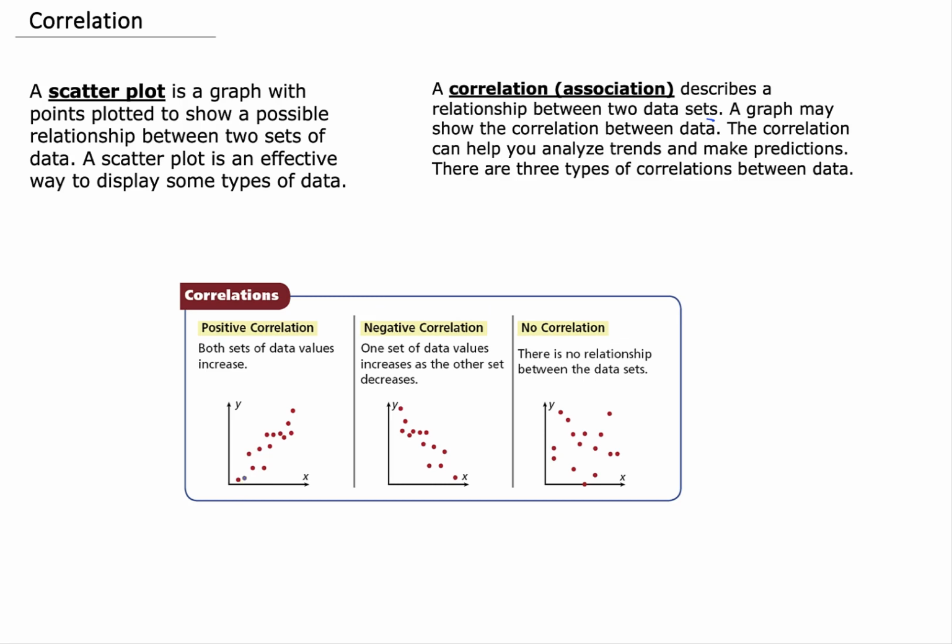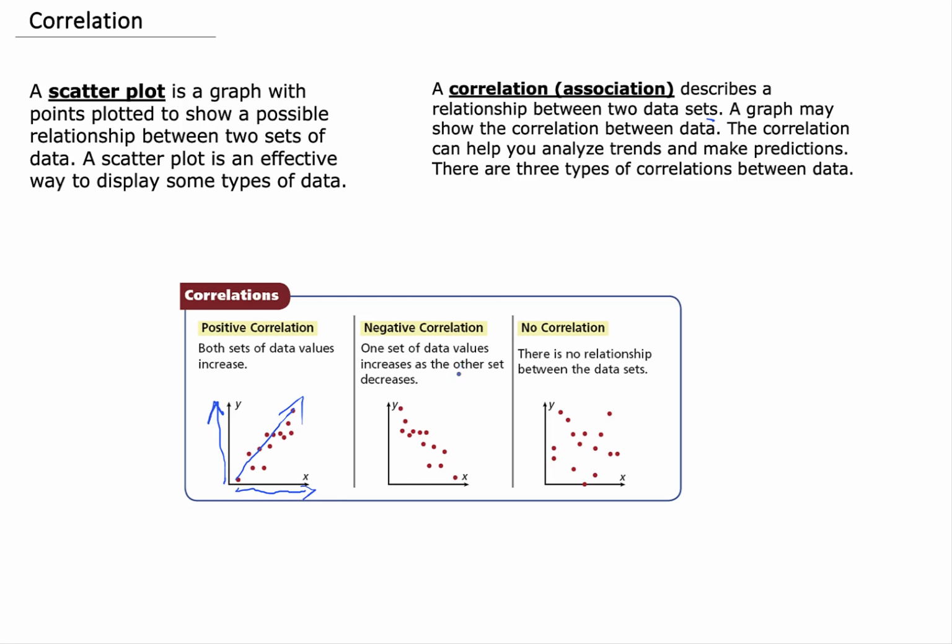A positive correlation is when you have both sets of data values increasing. So notice here, as the x values increase, the y values increase. So if I drew a line in the direction of my points from left to right, notice that your points are going uphill. And notice most of them are clustered together. So this looks like a positive slope. So this will be a positive correlation. That's the way I think about it.